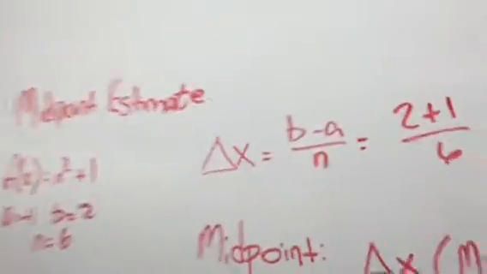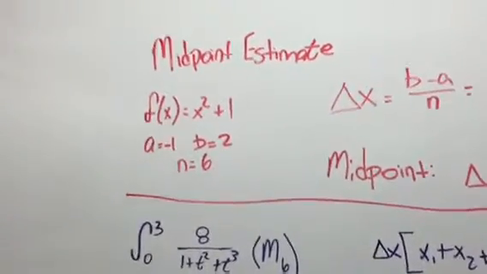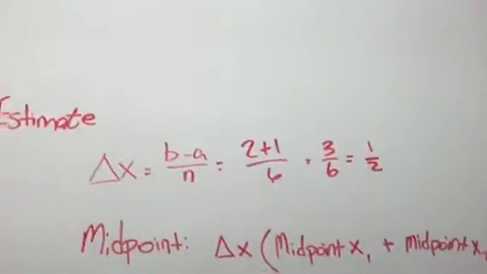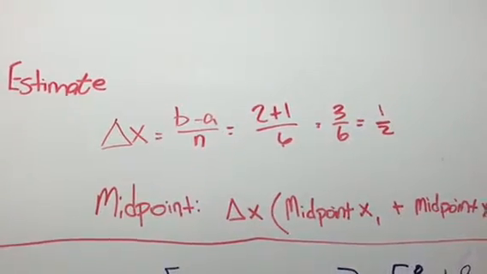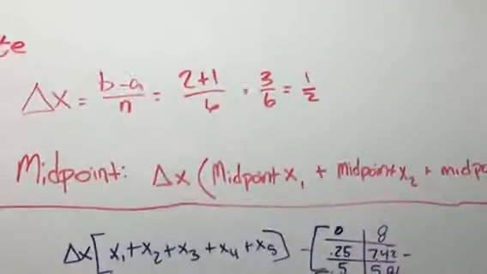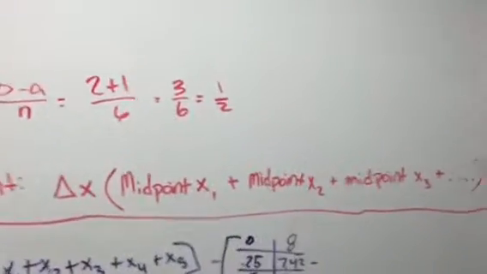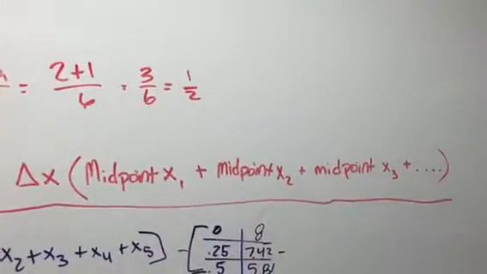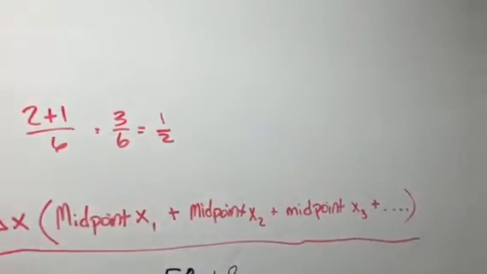So here, just given an equation and plugging it into the formula, you have x squared plus 1, where a is negative 1, b is 2, and I found n because I plugged it in. Delta x is equal to (b minus a) over n, which is equal to (2 plus 1) over 6, which is 3 over 6, and simplifies to 1/2. So the midpoint formula is delta x times the midpoint of x sub 1 plus the midpoint of x sub 2 plus the midpoint of x sub 3, and so forth and so on.